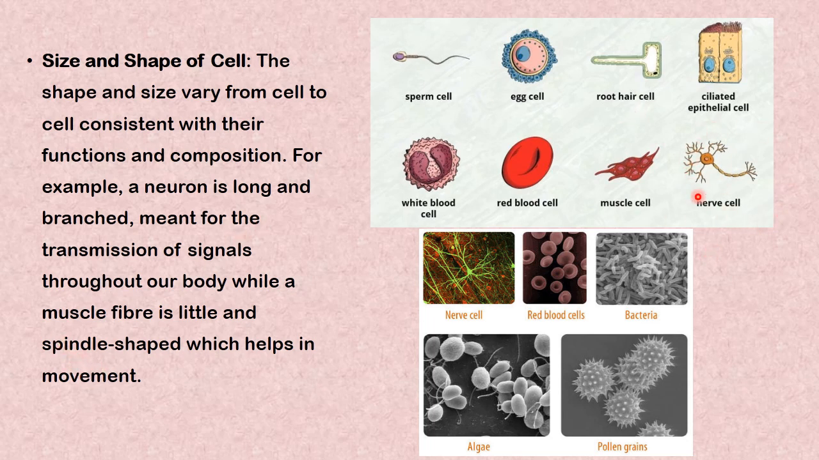Now, this is an example of a nerve cell or a neuron. You can see it's long and branched, while the muscle cell or fiber is little and spindle-shaped, which helps in movement. We have various types of cells. So we have the sperm cell, egg cell, root hair cell, the epithelial cell, white blood cell, red blood cells. We have bacteria, we have algae, pollen grains. These are different types of cells based on shape and size, and they carry out various functions in not only the body but also other cells like bacteria outside the body as well.